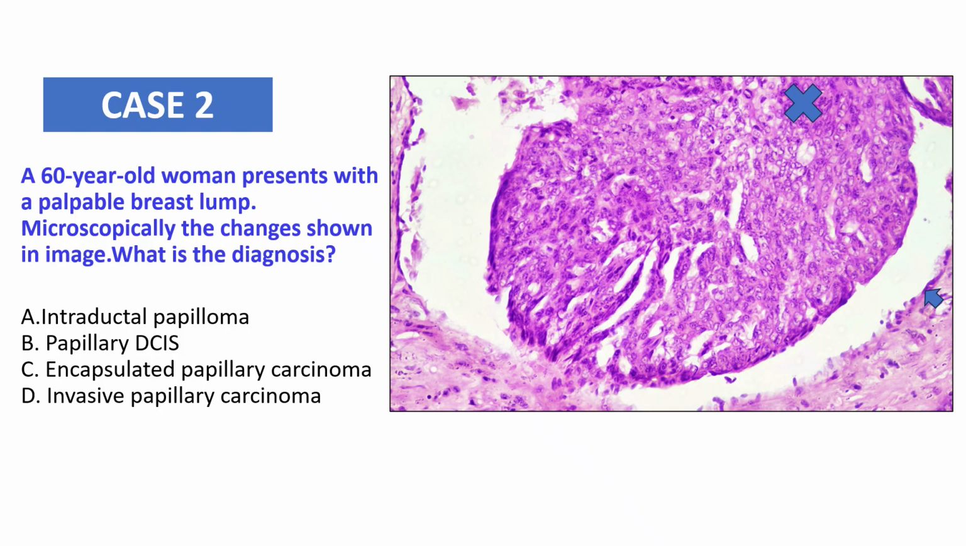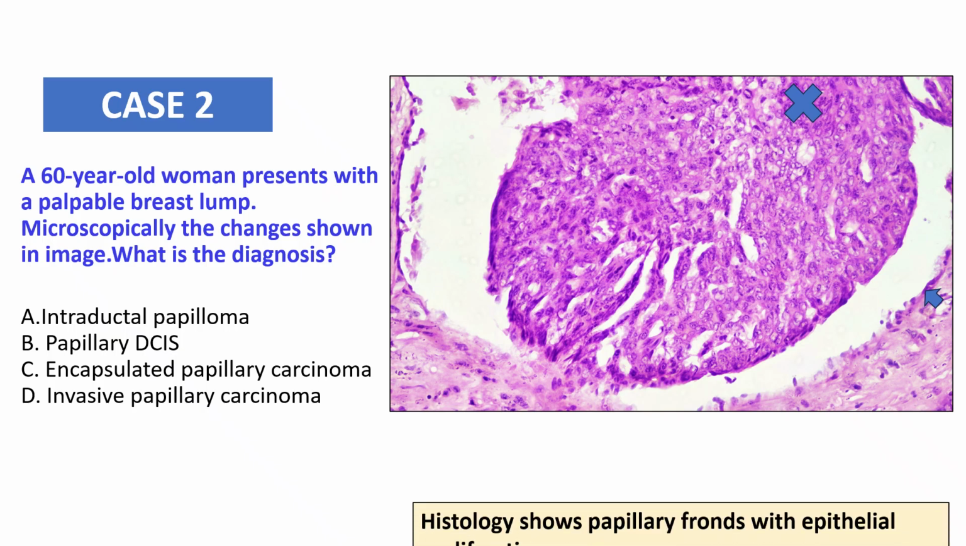This is case 2. A 60-year-old woman presents with a palpable breast lump. Microscopically, the changes are shown. What is your diagnosis? So it can be intraductal papilloma, papillary DCIS, or encapsulated papillary carcinoma, or invasive papillary carcinoma. So what did I tell you? First rule is whether it is a papillary neoplasm or not.